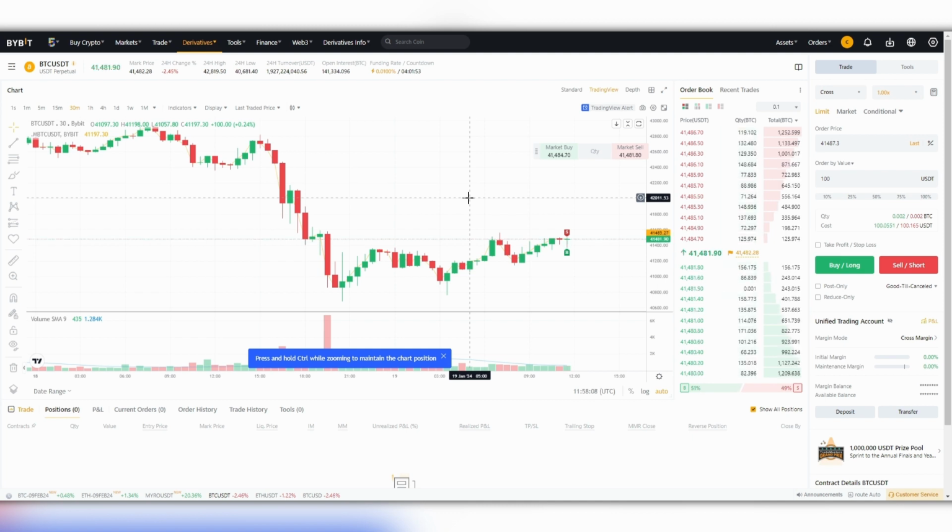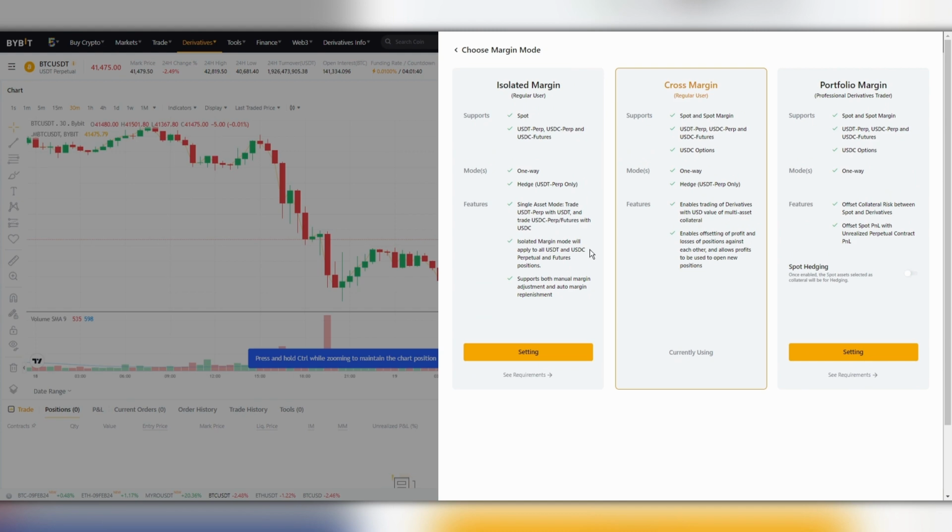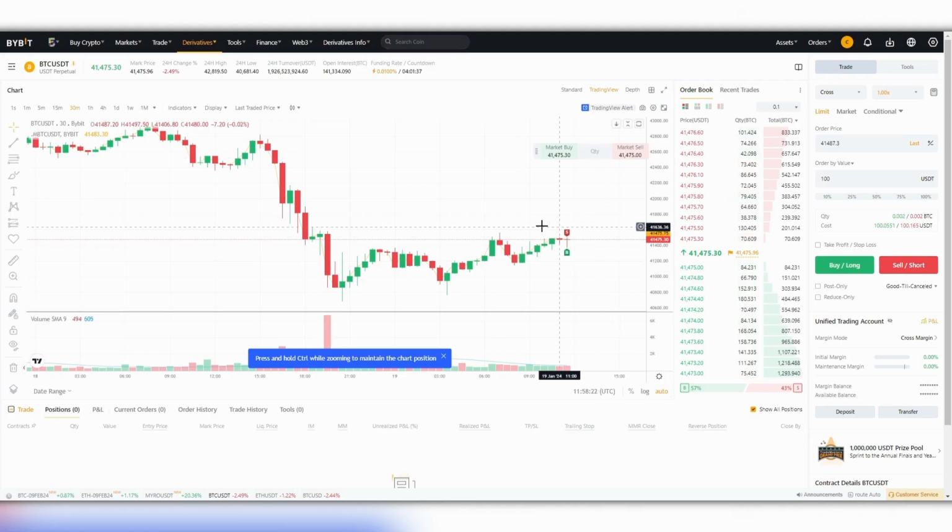I also advise that if you trade a large number of coins, not just one or two like Bitcoin or Ethereum, then do not use cross margin. If you have altcoins, use isolated margin, so that if some coin is volatile and deviates greatly from the exchange rate, you will not lose your entire balance. You will not catch liquidation, which we would not like.